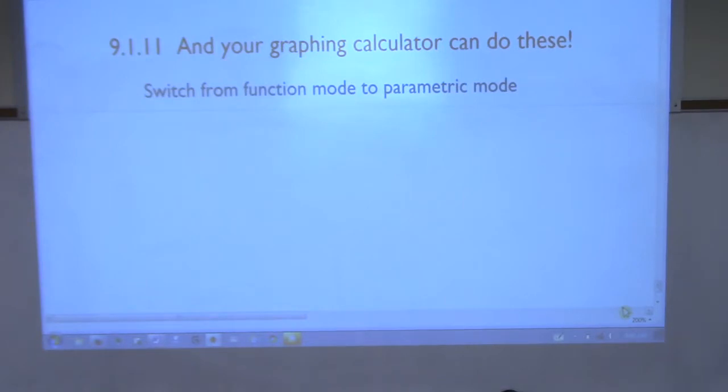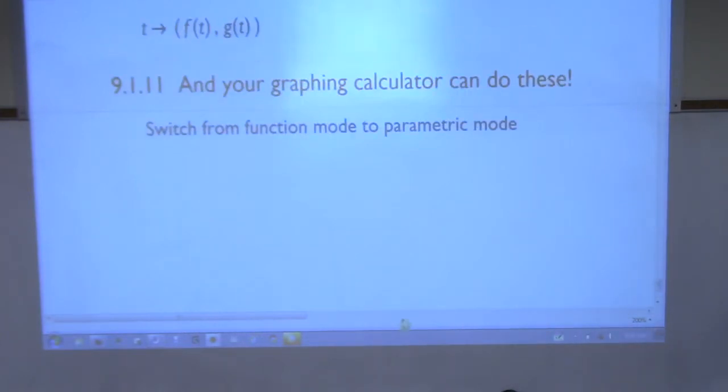That's just the introduction to parametric curves. I have not come up with any homework assignment for this yet, okay? So I will let you know when that happens.